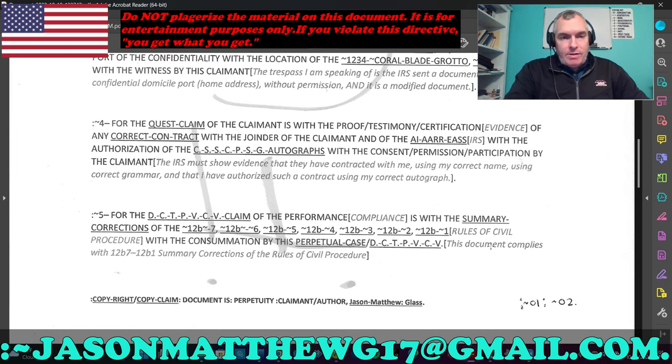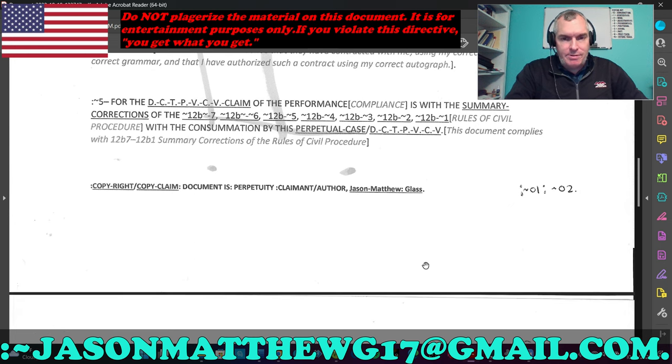So number five is, for the claim of the performance is with the summary corrections of the 12B7 through 12B1 with the consummation by the perpetual case. So basically what I'm saying there is that I complied with 12B7 through 12B1, that this perpetual case is in compliance with those mechanics. This document complies with, yeah, just what I just said.